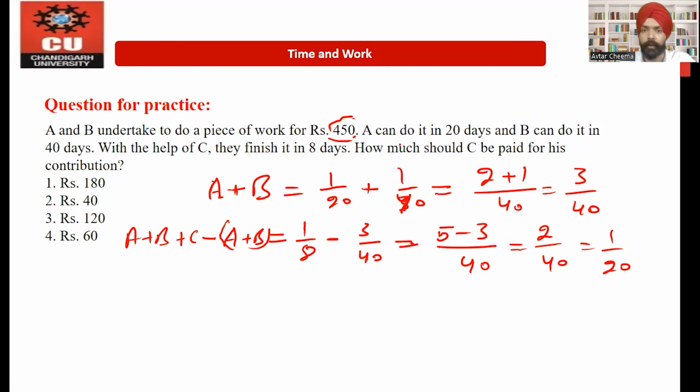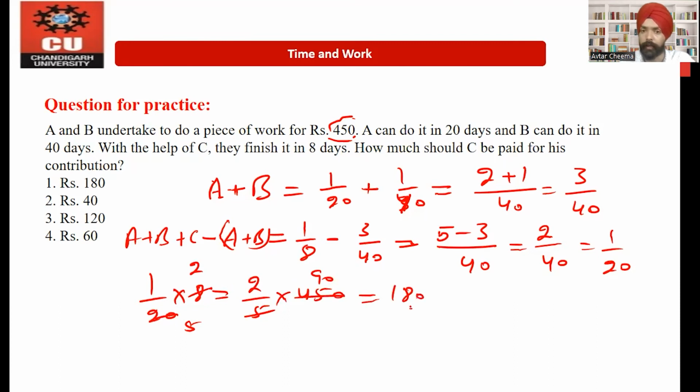Right. So the question is, how much should C be paid for his contribution? C is doing 1/20th of the work daily and working for 8 days. So that person is getting 2 upon 5 of the total work, 2 upon 5 of the 450. That is 90 multiplied by 2, 180 rupees. So C gets 180 rupees as money.